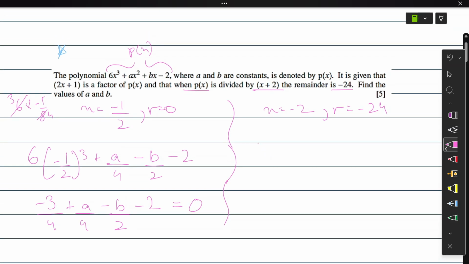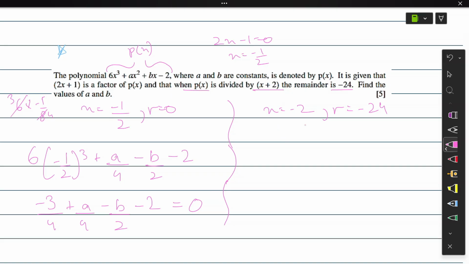By the way, this is your remainder theorem, right? Whenever there is a factor, you can equate it to 0. So 2x plus 1 equals 0. And for this value of x, if this is a factor, when you put it into the equation, the answer must be equal to 0. That is your remainder, right?